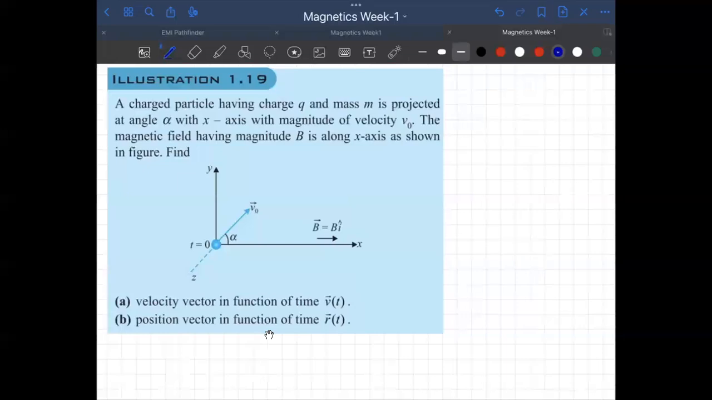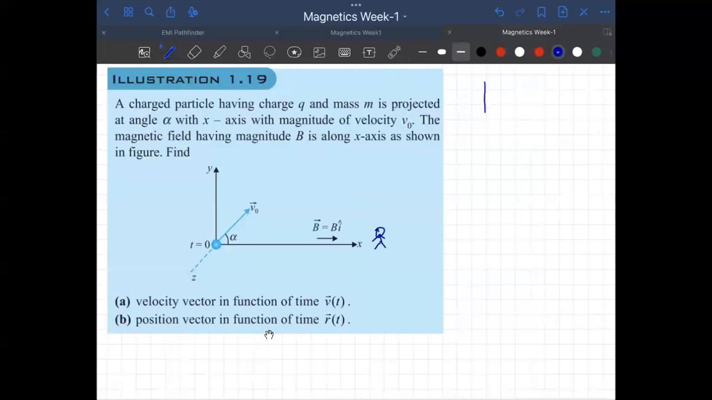A charged particle having charge q and mass m is projected at an angle alpha with the x-axis with magnitude of velocity v0. The magnetic field of magnitude B is along the x-axis as shown in the figure. Find the helix. So again, you need to do this problem in 2 ways. Suppose you are standing over here, right or not?